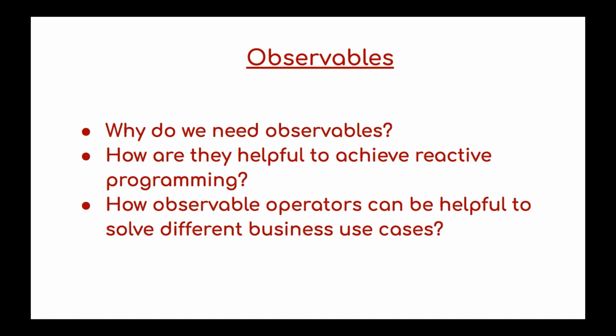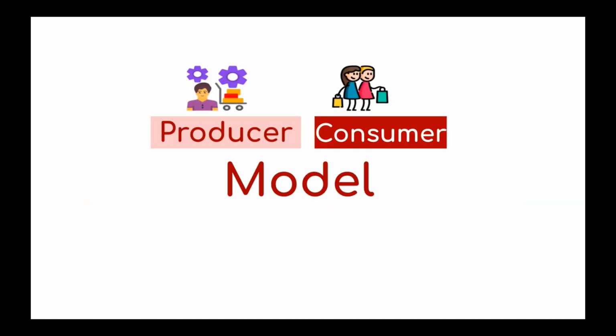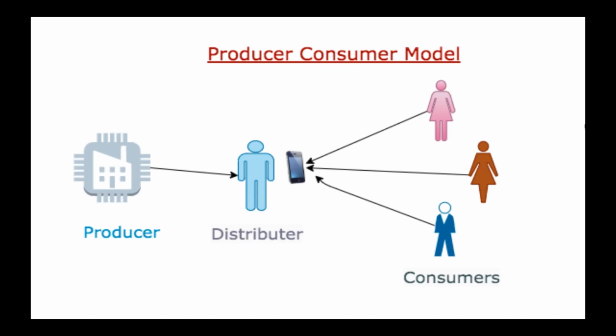Okay, so where to start? Let's first understand the producer and consumer model. Let's take an example of iPhone where the producer produces iPhones and makes them available to the distributors. From the distributors we go and buy it, either directly from the distributor or from other shops. So this is a very generic way of working for the producer consumer model.